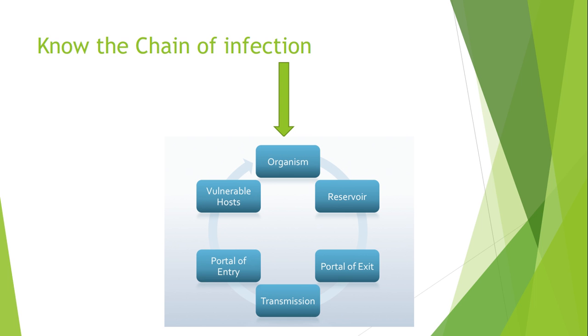So once we know that, we need to go to the reservoir. So how is it going across? How is it getting from one place to another? Is it through a human? Is it through an animal? Food products, organic matter on inanimate surfaces? Is it happening through water, soil, insects? So you're kind of getting the hint there. Then we can move on to the portal of exit. So this is the means for leaving the host.